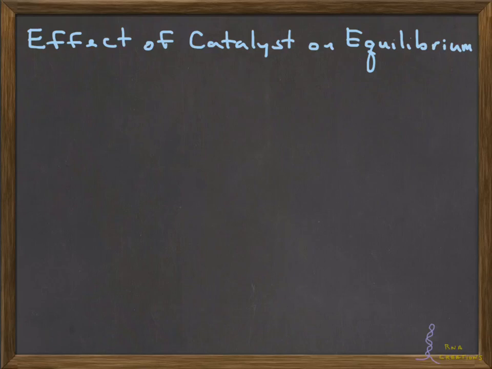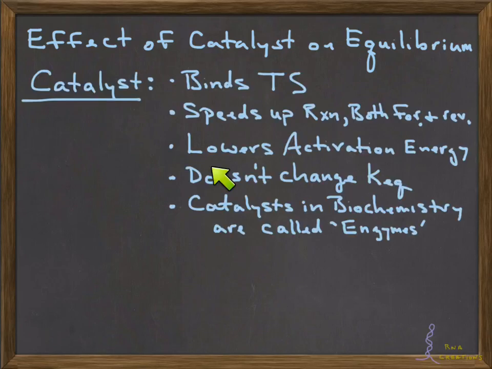I'm going to go over the effect of a catalyst on equilibrium. So first off, catalysts are substances that speed up a chemical reaction. They could be small molecules, they can be surfaces, they often have precious metals in them, and they can be enzymes. And they typically work by binding and lowering the energy of the transition state.